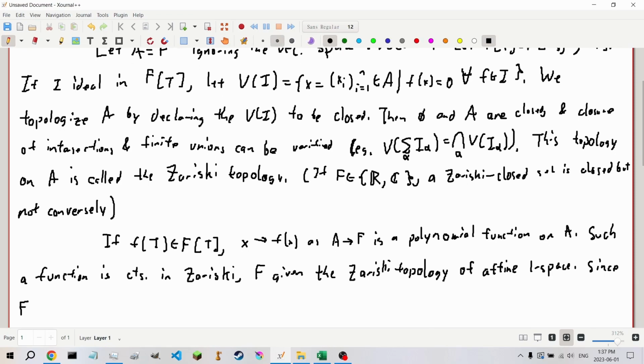Since F is infinite, which is a very weird way to phrase it, the only polynomial vanishing on F is 0.